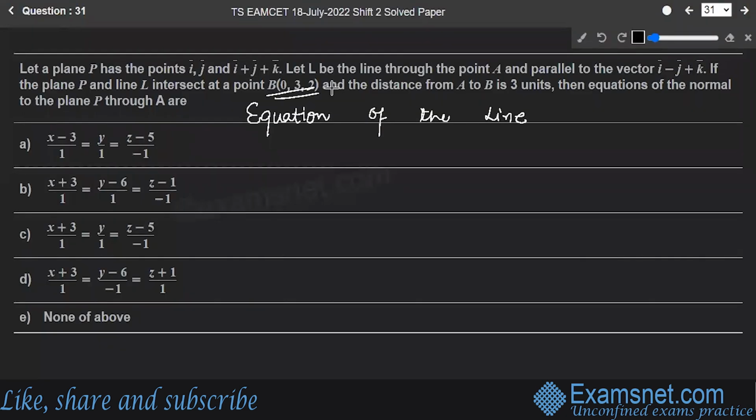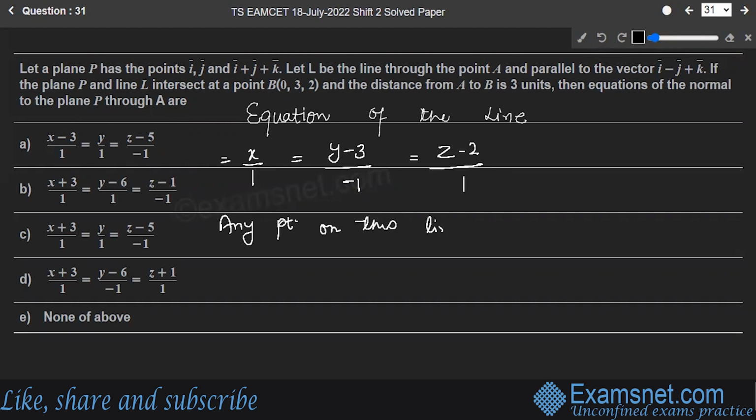Since it passes through B(0, 3, 2), this will be framed as x upon 1 is equal to (y minus 3) upon minus 1 is equal to (z minus 2) upon 1. Now, any point on this line can be given by, if I'm taking x as k, the value of y will be minus k plus 3 and z will be k plus 2.